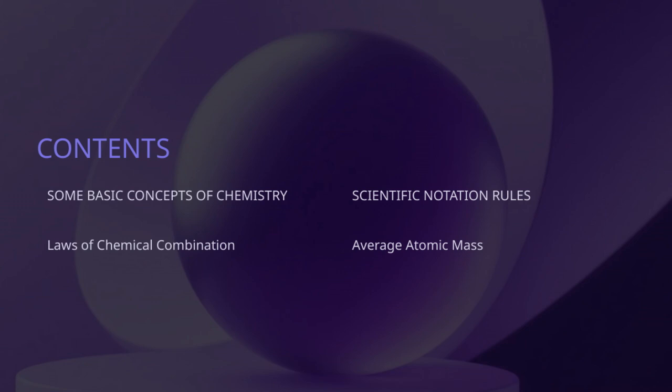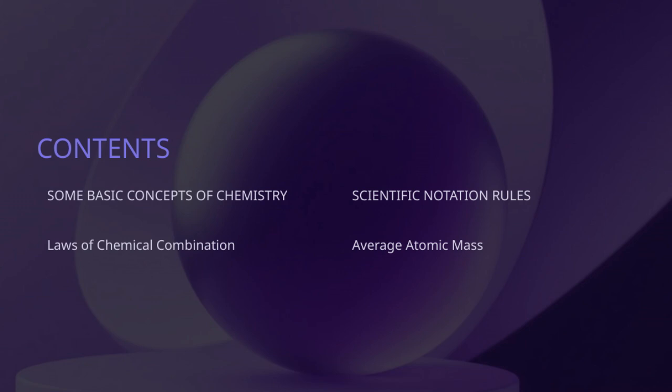Next, we'll look at scientific notation rules. Scientific notation is a powerful tool that allows us to express very large or very small numbers compactly and clearly. It's especially useful in chemistry, where we deal with quantities like atomic masses and concentrations. Remember, the rules involve expressing numbers as a product of a number between 1 and 10 and a power of 10.